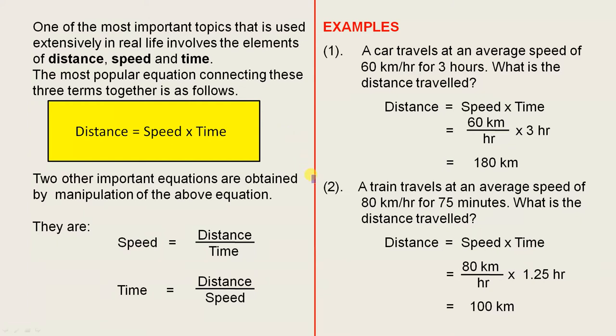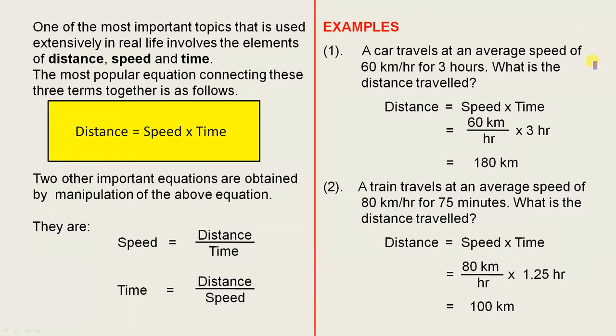Two other important equations are obtained by manipulation of the above equation. They are speed equals distance over time and time equals distance over speed. Let's see how these equations work in real life.